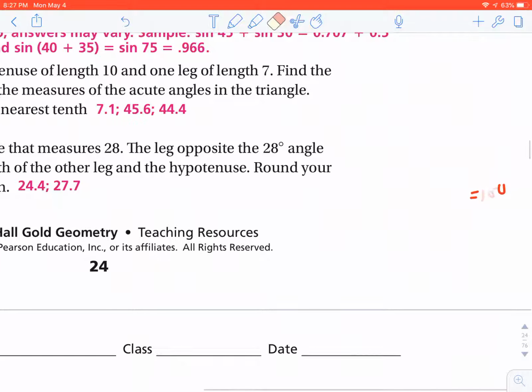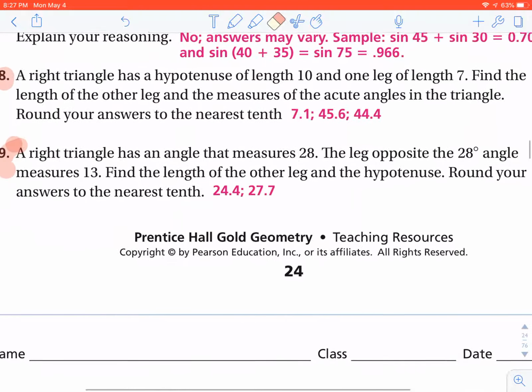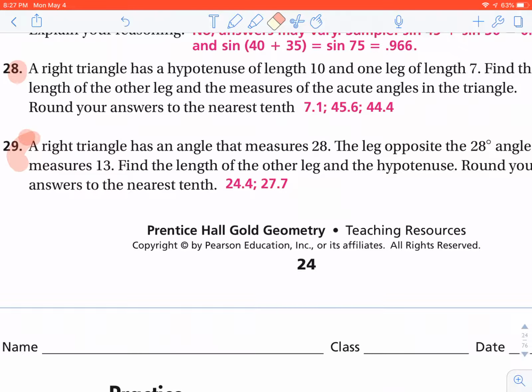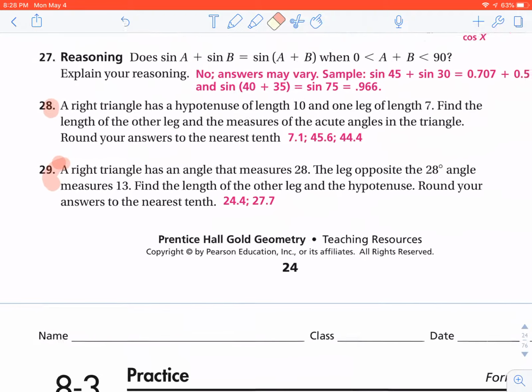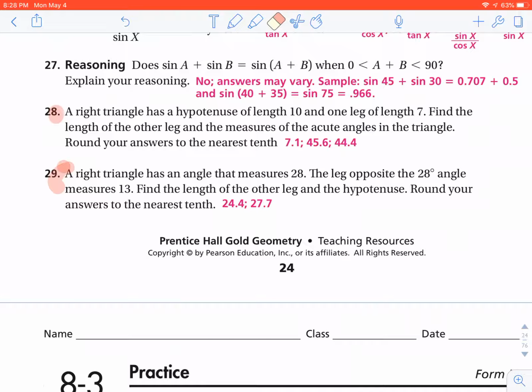Okay? Last one here, number 29. Similar setup, but a little bit different information here. A right triangle has an angle that measures 28 degrees. The leg opposite of the 28-degree angle is 13. Find the length of the other leg and the hypotenuse. Round your answer to the nearest tenth.